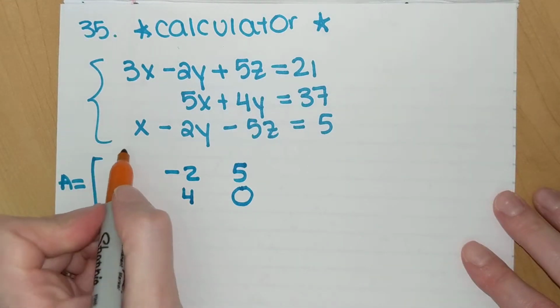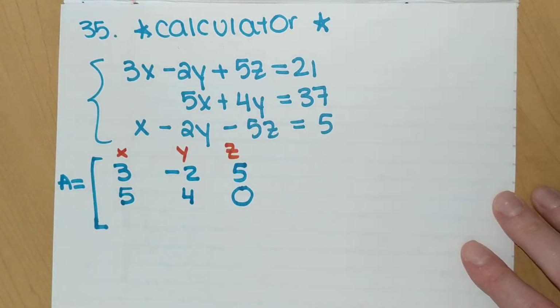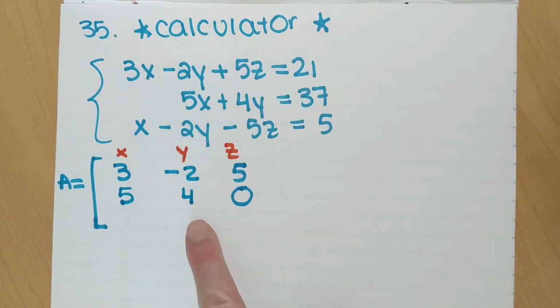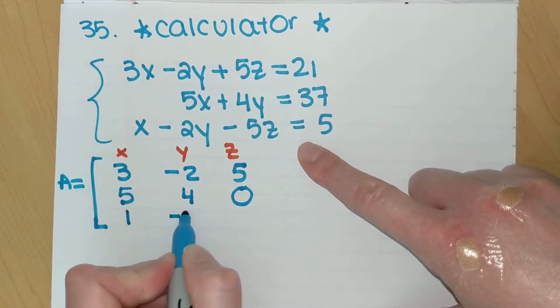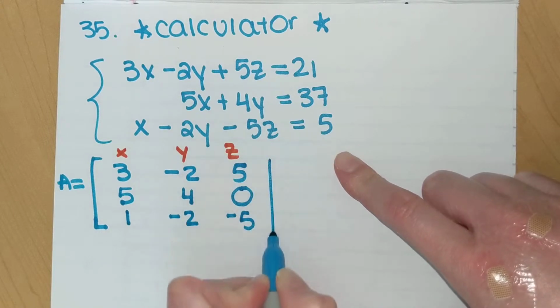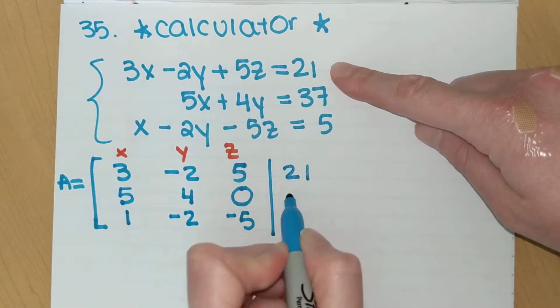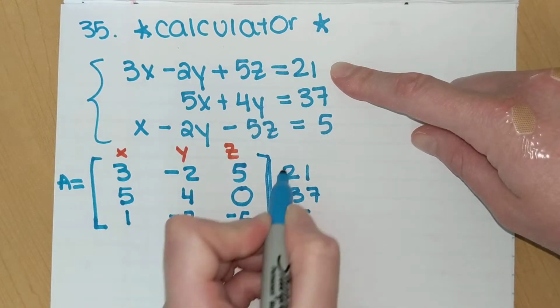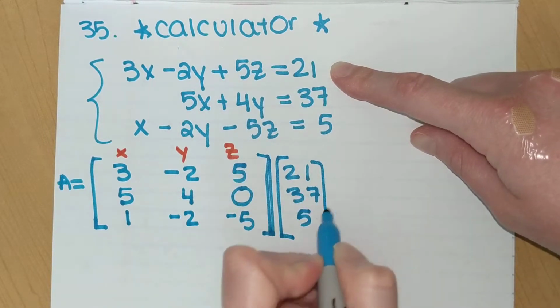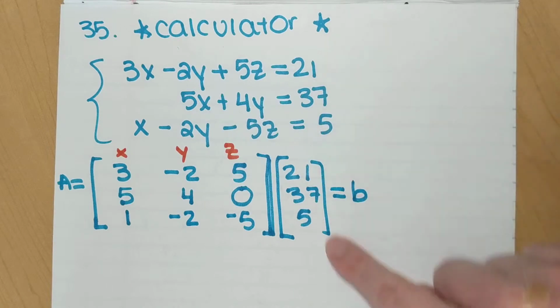Because remember, each of these columns corresponds to those coefficients. So it would be 5, 4, 0. And then for the third one, you'd have 1, -2, -5. And then your constant vector, 21, 37, and 5. So again, this is your matrix A. Matrix B is going to be the constant vector.